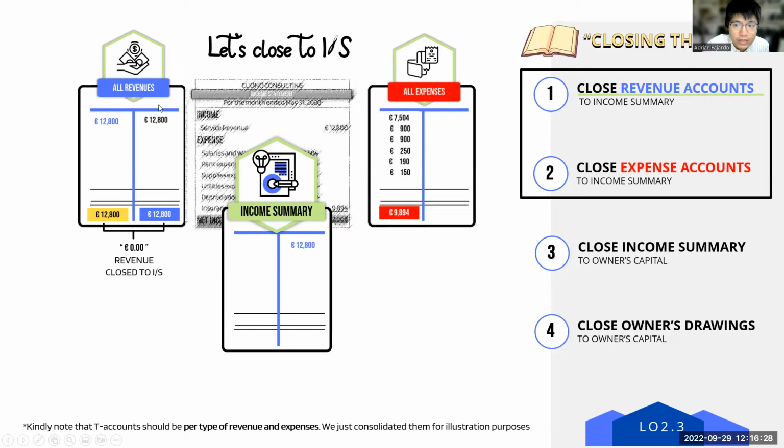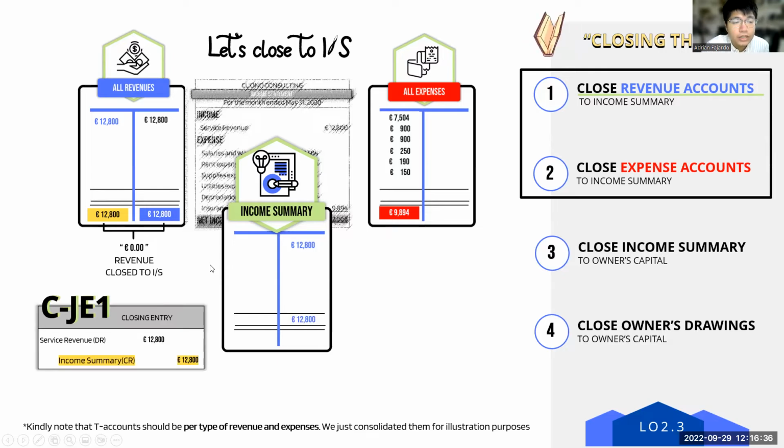So this is zero. And now income summary has a running balance of 12,800. So meaning that in terms of our closing journal entry number 1 would be debit service revenue of 12,800 and then credit income summary of 12,800. So now that we're clear, let's do the same exercise now focusing on our expense accounts.